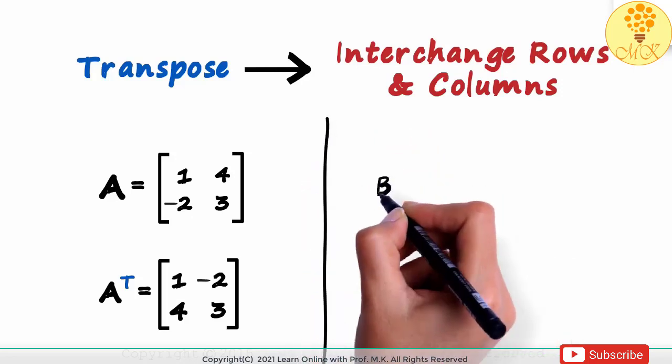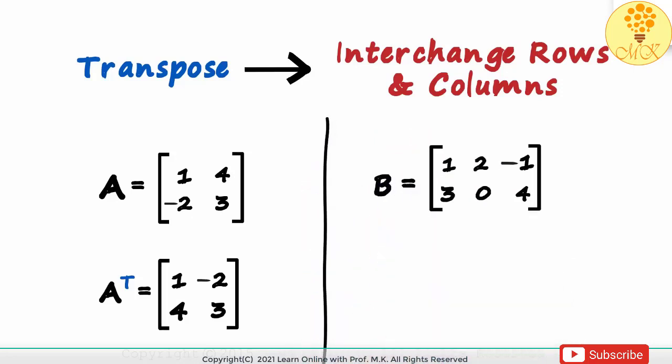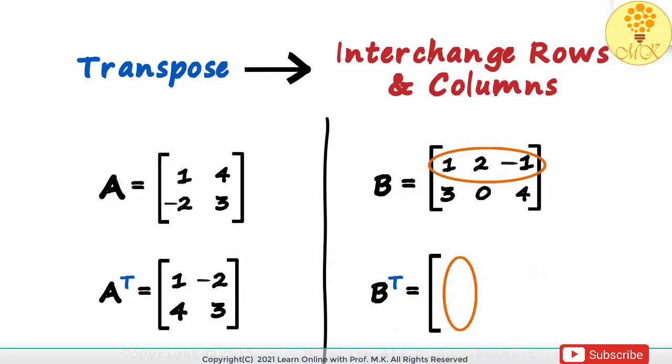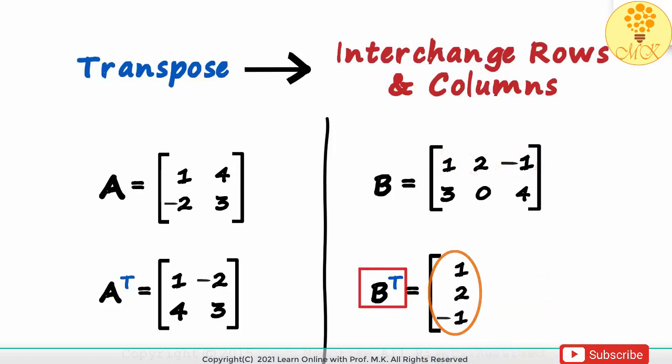Okay, so here's matrix B. I want you to try finding the transpose of matrix B. So the first row will become the first column of the transpose. The first row is 1, 2, -1. 1, 2, -1 will be the first column of B transpose.